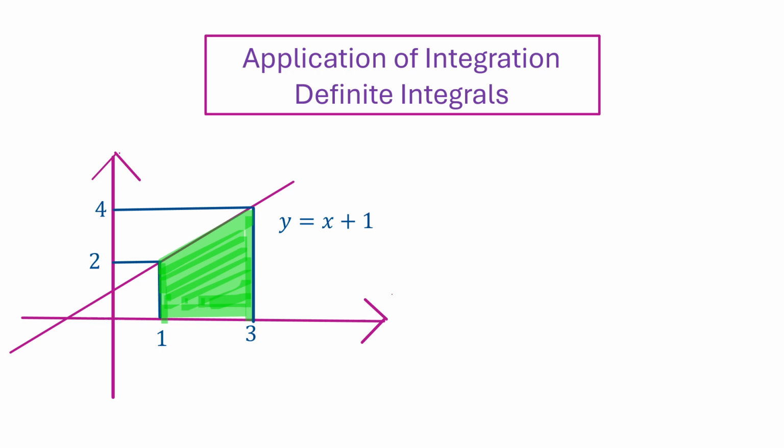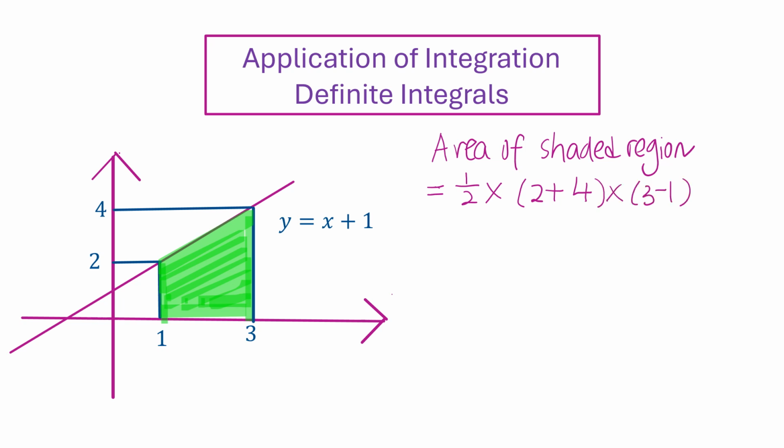And if I'm going to find the area of that shaded region, which is a trapezium, how do you go about doing it? Yes, I will be using this formula, which is half times the sum of the parallel sides times the perpendicular height. And that will give me 6 units squared.